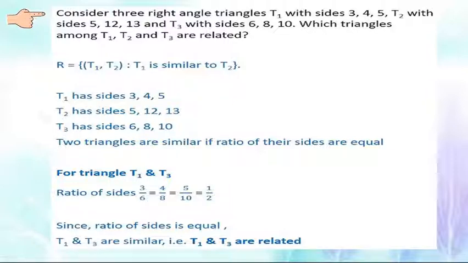Now we know very well that two triangles are similar if their corresponding sides are proportional, or if the ratios of their sides are equal. So let's check the ratio. 3 by 6, 4 by 8 and 5 by 10. This is going to be 1 by 2. So the ratio of sides of the first and third triangle is equal to 1 by 2. So since the ratio of sides is equal, it means T1 and T3 are similar. So they are the only related ones.